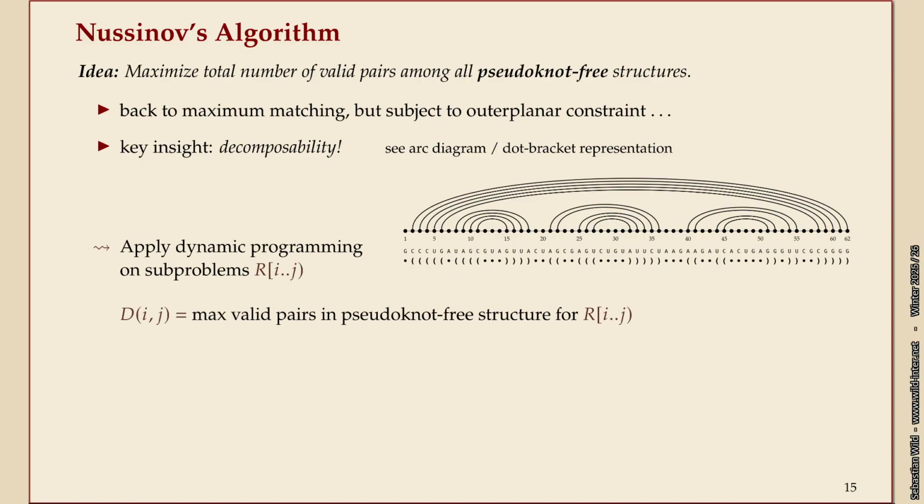For a dynamic program, I guess from how I showed it, it's already suggestive that you want to have subsequences or substrings as your subproblems. So formally, we'll have d_ij to be the maximal number of valid pairs that you can possibly squeeze in any pseudoknot-free structure for this subrange of your RNA. And by solving this for the whole thing, we'll make our way to the solution for R_0n.